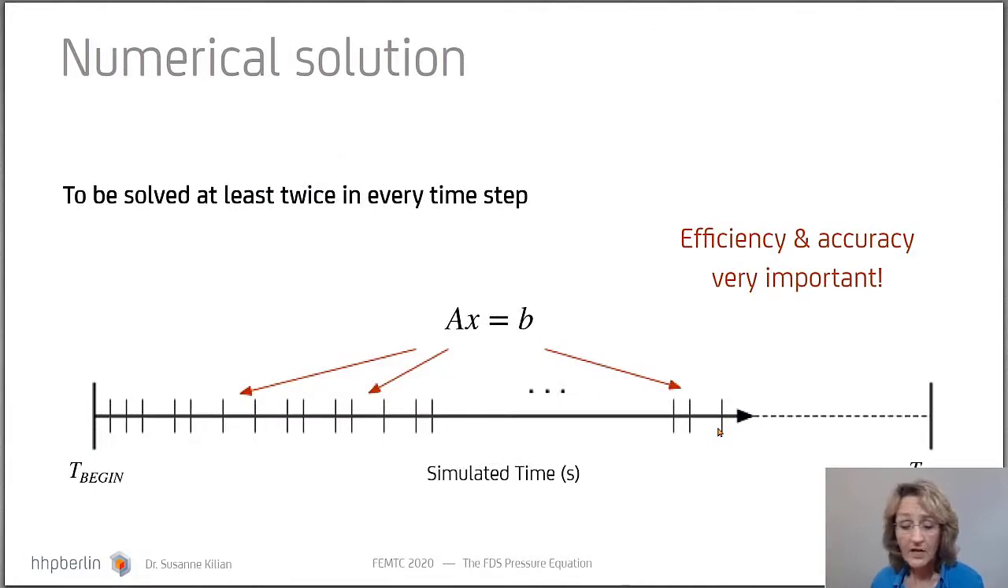Now, the all-important question is how this equation can be solved as efficiently and as accurately as possible. And this is especially important because this equation must be solved quite often. You know that typical FDS simulations have tens of thousands of time steps, and in each of these time steps the system has to be solved at least twice.